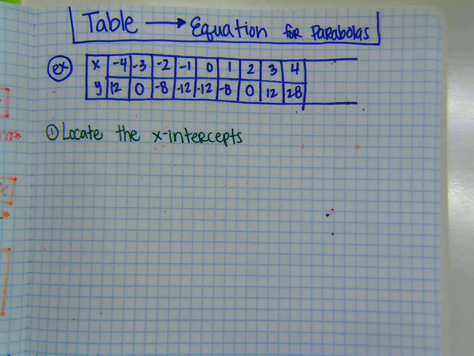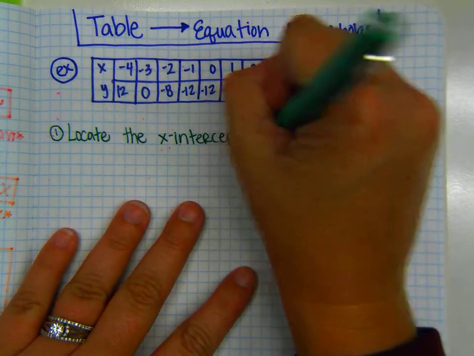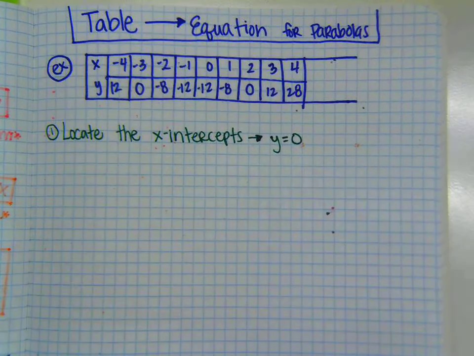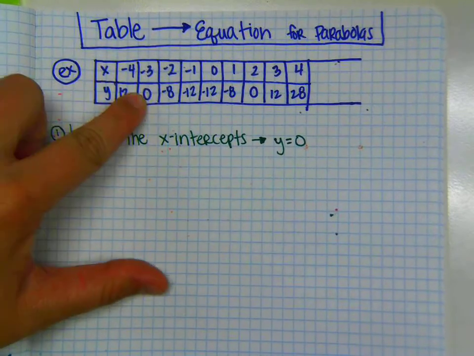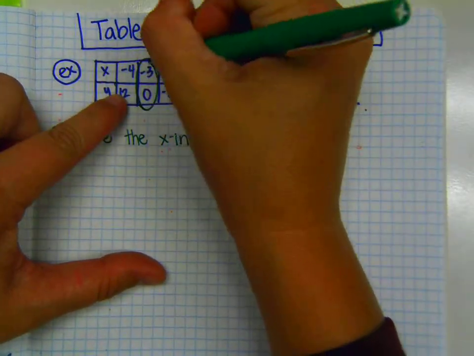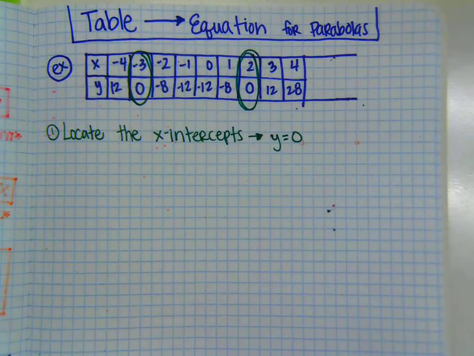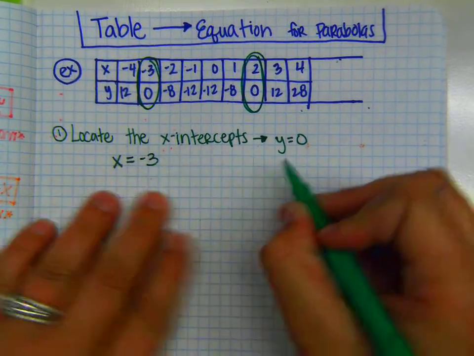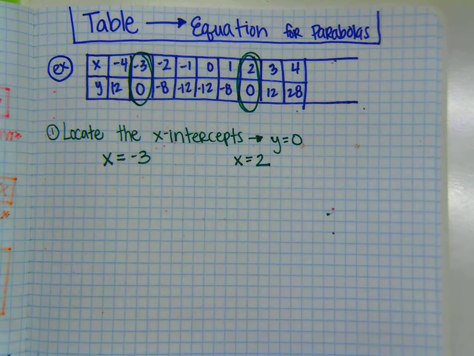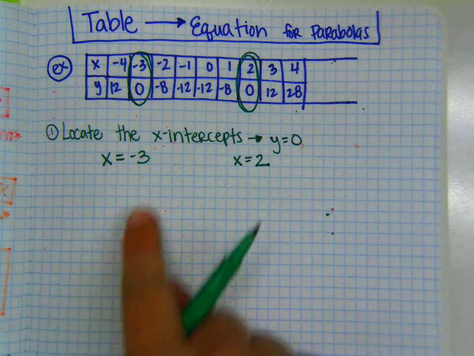Okay, what is going to tell us that it's an x-intercept? Well, x-intercepts are where y equals 0. So we need to find where y equals 0 in our table. Well, y equals 0, that's right here. Y equals 0, right here. So those are both our x-intercepts. That means that our x-intercepts, x is -3 and x is 2. Okay, so those are our x-intercepts.